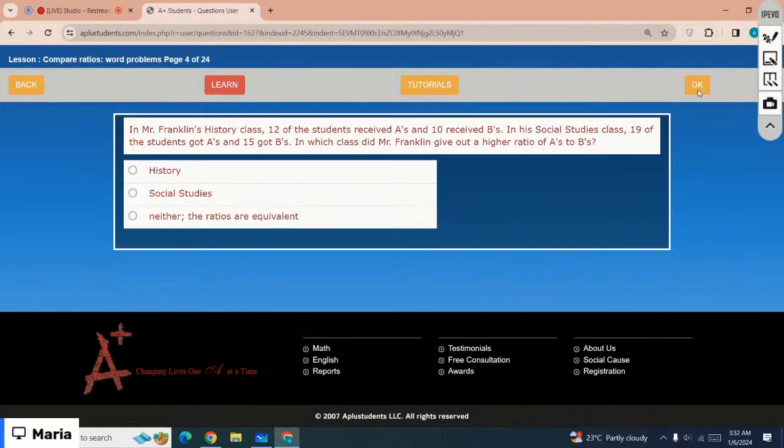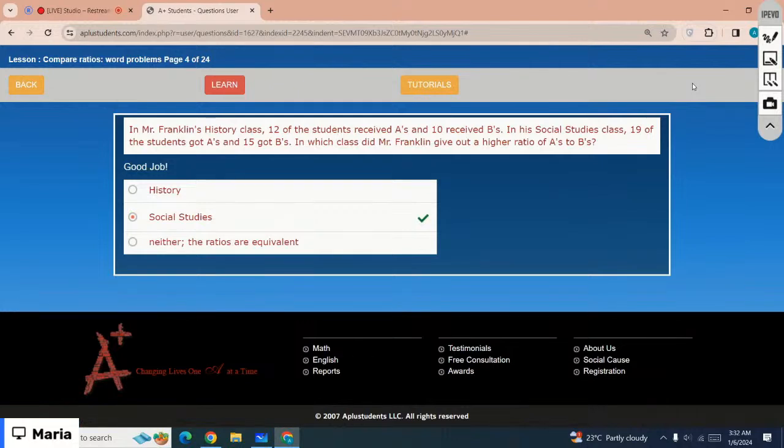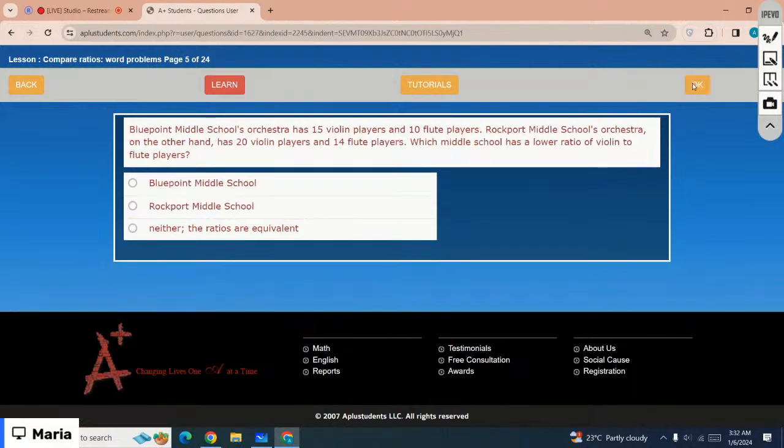Social studies has the higher ratio of A's to B's. The correct option is social studies. You can do the calculations on your notebook and write the answer in the chat box.